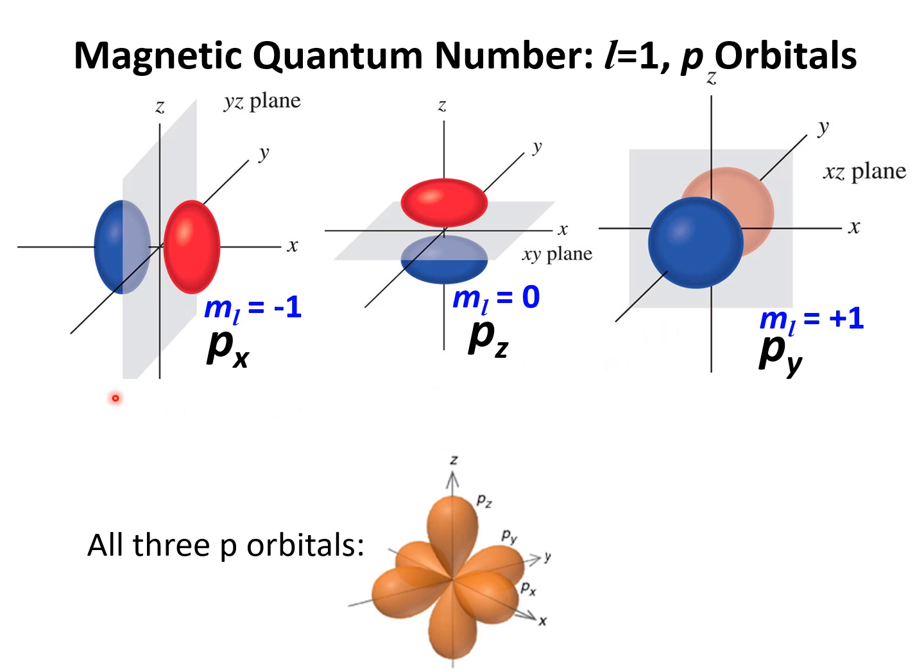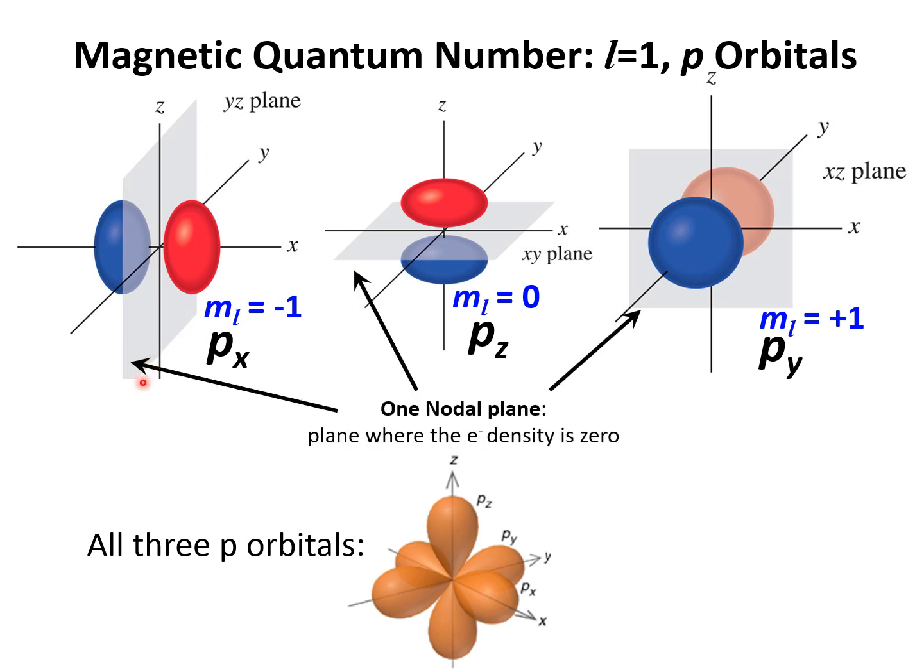Now it's important to remember the characteristics of the p orbitals and how they differ from the s orbitals. You can see here that each of the p orbitals has a nodal plane. And we can see that in each one of the p orbitals. The nodal plane is a special region where the electron density for the orbital equals 0.